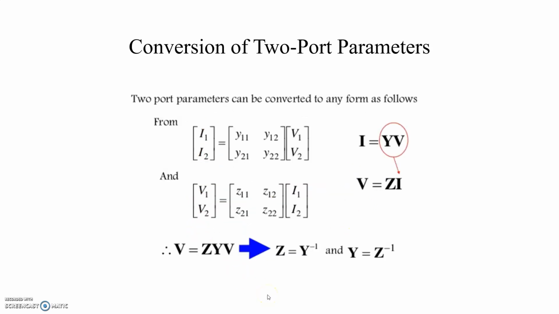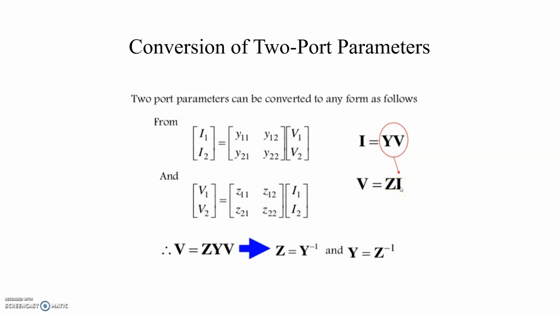Next is the conversion of two-port parameters. Here the two-port parameters can be converted to any other form, from Y parameters to Z parameters, Z to Y, and Y to ABCD, whatever may be possible. Here we discuss only Y to Z and Z to Y. In general, I is equal to Y into V, and V is equal to Z into I.